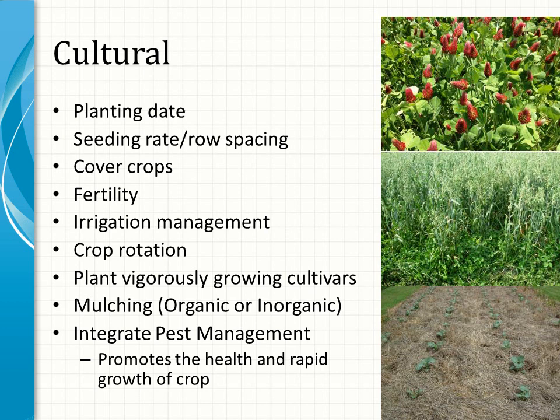Also, whenever you're planting, make sure you plant vigorously growing cultivars, those which will compete more quickly with weeds. Mulching is also important, which we'll talk about more, either organic or inorganic mulches. And then in general, integrated pest management itself is important, because if you manage insects and diseases and other factors, it will just promote the health of the crop and rapid growth to compete against weeds.